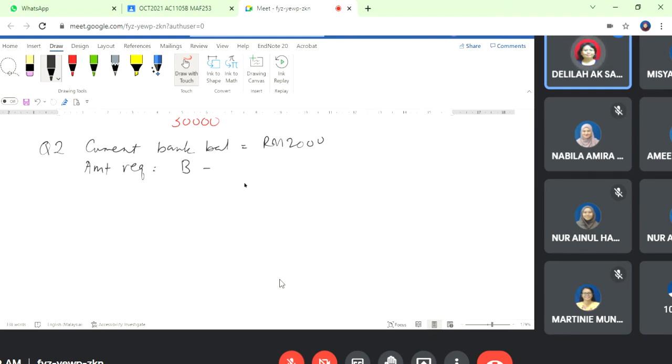But now you have to adjust. The compensating balance is still 20% of the borrowing, so 0.2 times B, the amount borrowed. But right now, you already have 2,000 ringgit in the bank. So this is CB minus the bank balance.